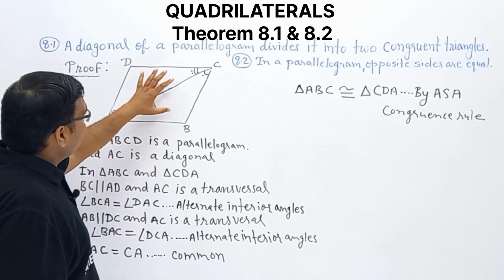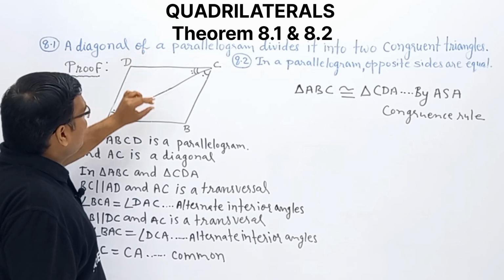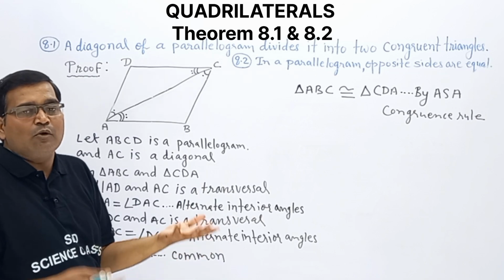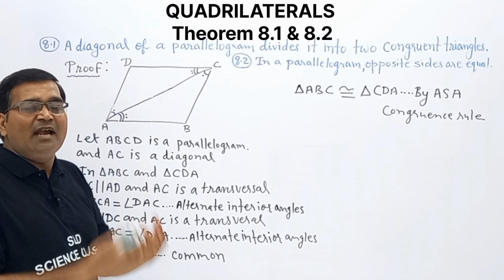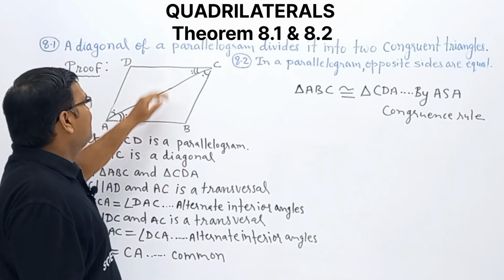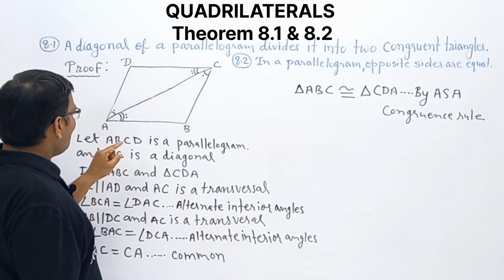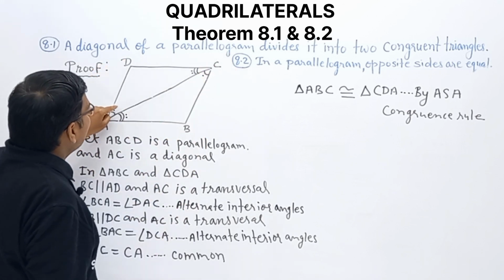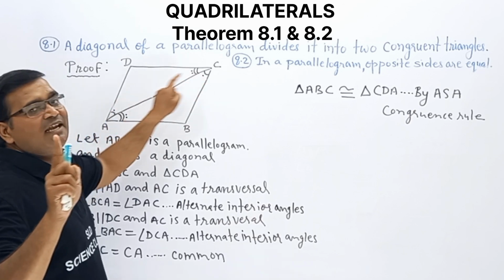In this diagram, this side is parallel to this one and this side is parallel to this one. Why? Because it is a parallelogram, and the parallelogram property is that opposite sides are parallel. A parallelogram is a quadrilateral with opposite sides parallel. One pair is this one and another pair is this one. They are parallel. So with these two parallel lines and this transversal, this angle equals this one. Why? Both are alternate interior angles.